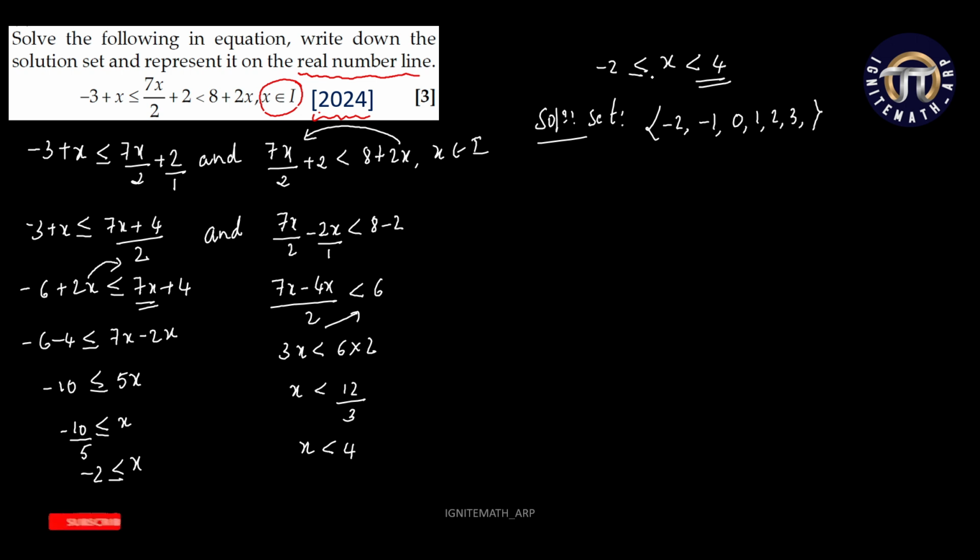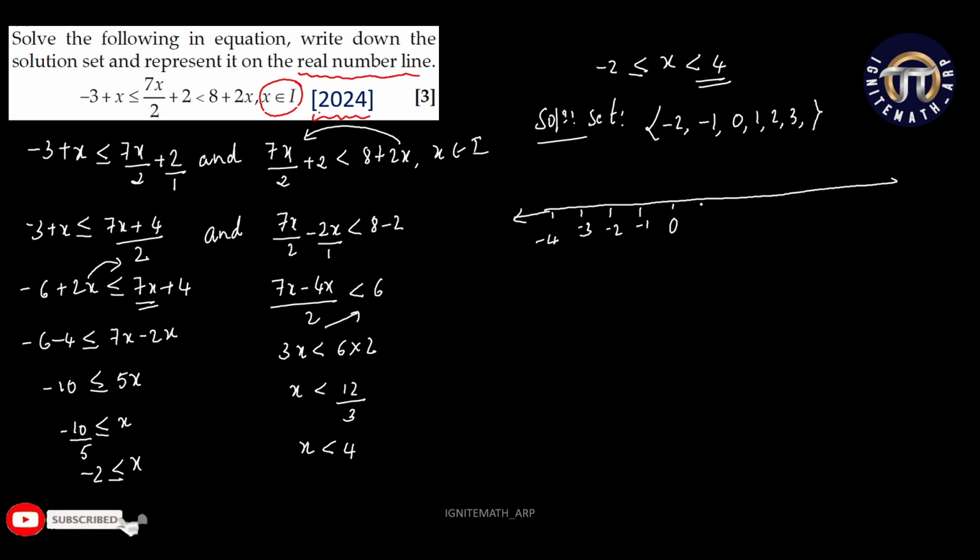Clear? x is greater than or equal to -2. That's why -2 is included. So now the number line, I need to represent it. Draw the number line. Be very, very careful, children. So this is 0. This is -1, -2, -3 and -4.